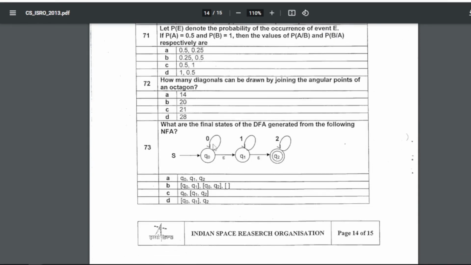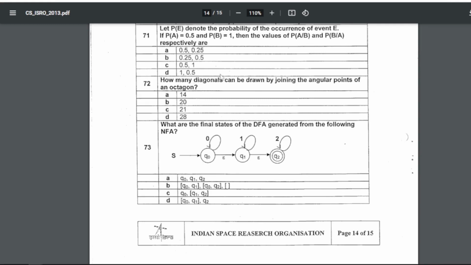Question number 72 is, how many diagonals can be drawn by joining the angular points of an octagon? So for 72, if you look into the options, you will find the answer as 20. So option B will be the answer, because in an octagon, for each of the 8 vertices, 5 diagonals can be drawn, right? So a total of 5 into 8, that will be 40 diagonals that can be constructed here, right?